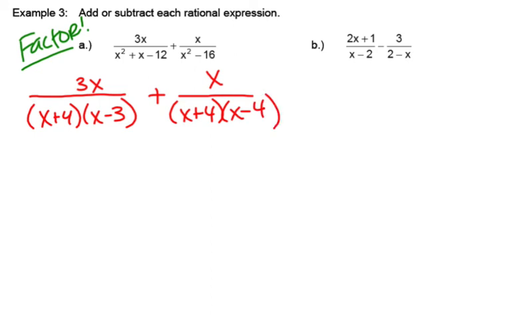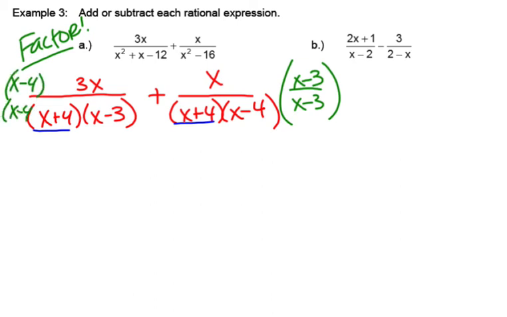Now look at what they have in common. They both have an x plus 4 already. They have that as part of their common denominator. But my first term does not have an x minus 4, and my second term does not have an x minus 3. So I'm going to go ahead and add those in. This one needs an x minus 3. This guy needs an x minus 4. Okay, from here, now let's see how that's going to make this expand. So I have 3x times x minus 4.